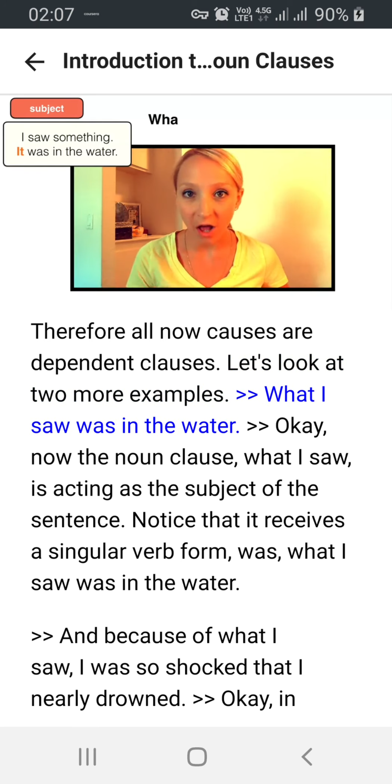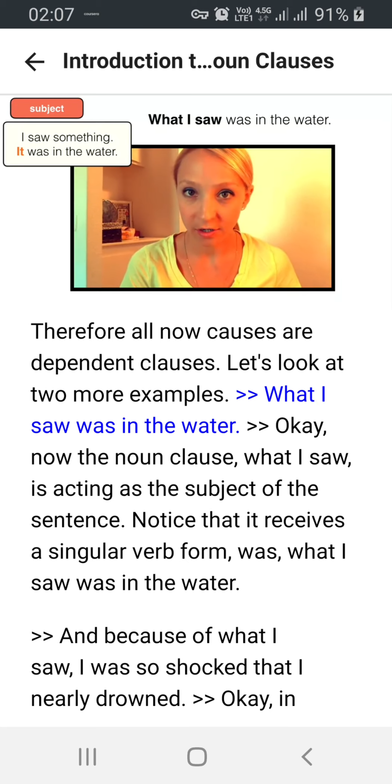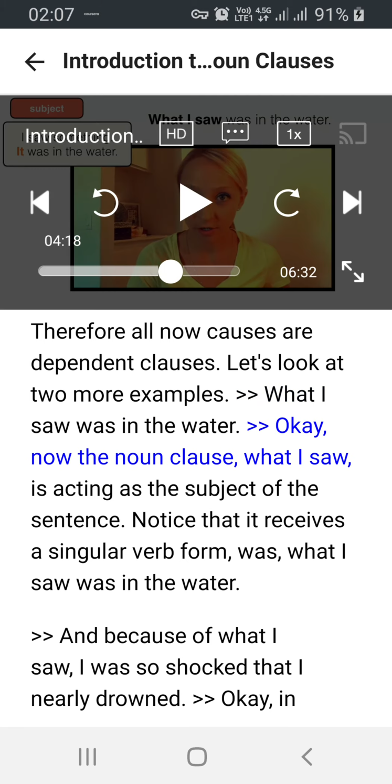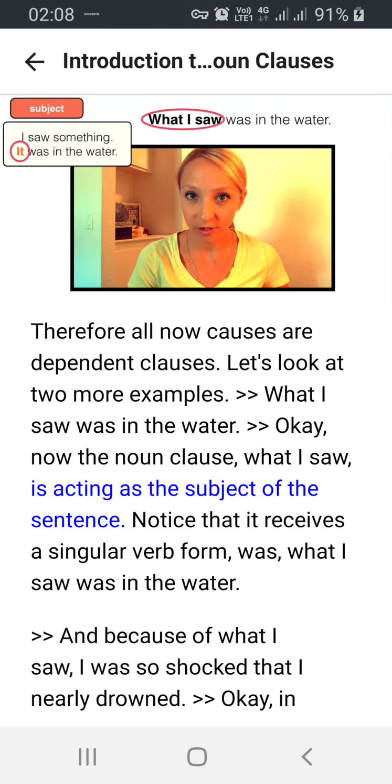What I saw was in the water. Now the clause, what I saw, is acting as the subject of the sentence. Notice that it receives a singular verb form, was. What I saw was in the water.